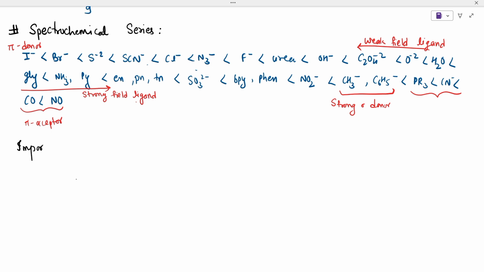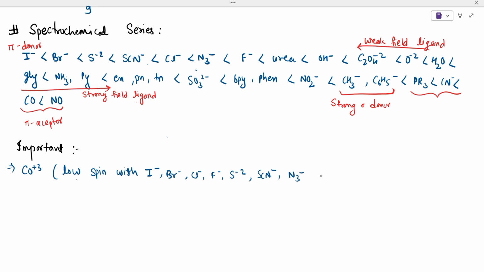Then we have some important points, like cobalt plus 3 shows low spin with iodide, bromide, chloride, fluoride, sulfide, SCN minus and N3 minus. These all are weak field ligands. So here pairing will occur when we fill the electrons in d orbitals.